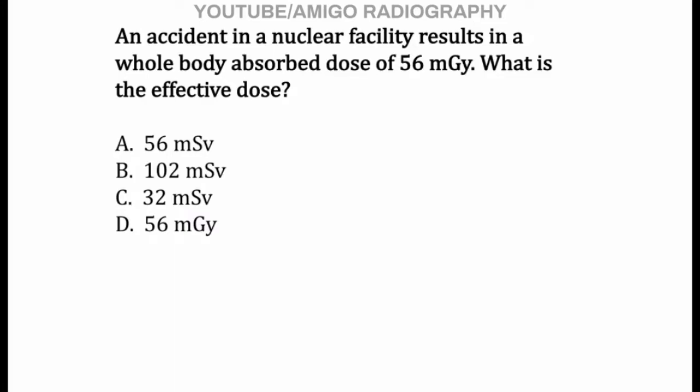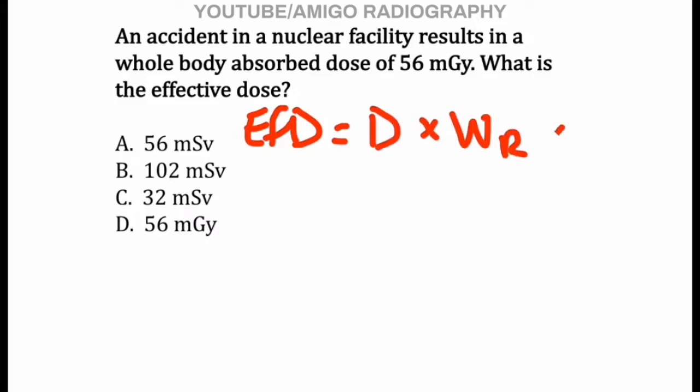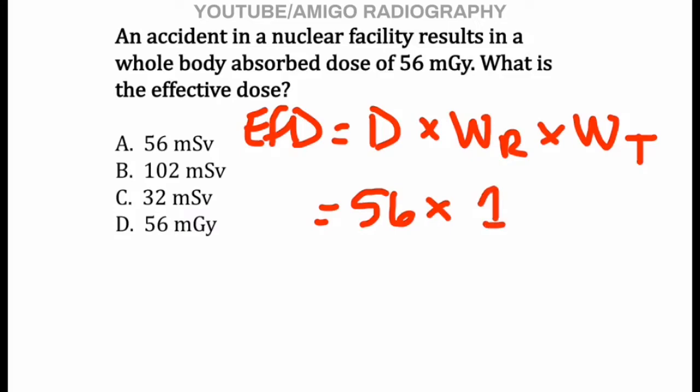What is the effective dose? So let's write down our formula for effective dose one more time. Effective dose is equal to the absorbed dose multiplied by a radiation weighting factor multiplied by a tissue weighting factor. So our absorbed dose is given directly as 56. We're not given what kind of radiation this is. So for this question, we're just going to assume it's X-rays, which have a radiation weighting factor of 1.